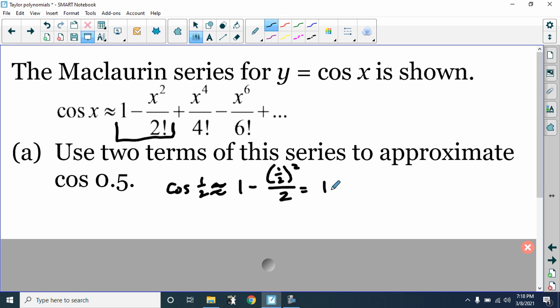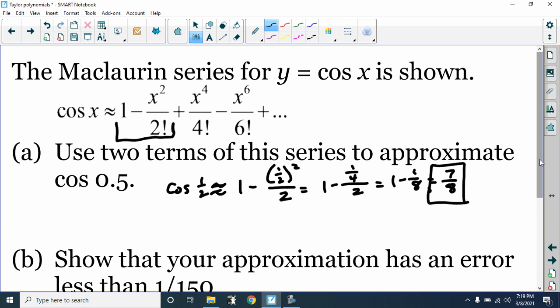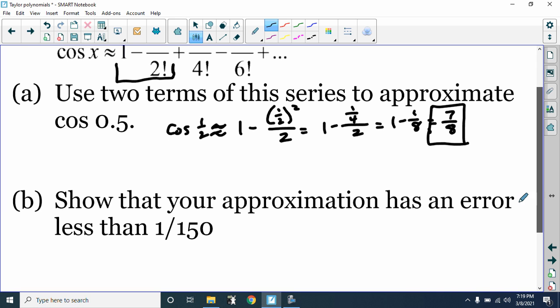These problems are almost always no calculator. So cosine 1/2 should be about 7/8. The approximation using just the first 2 terms is 7/8. And then part B wants us to show that our approximation has an error less than 1 over 150.